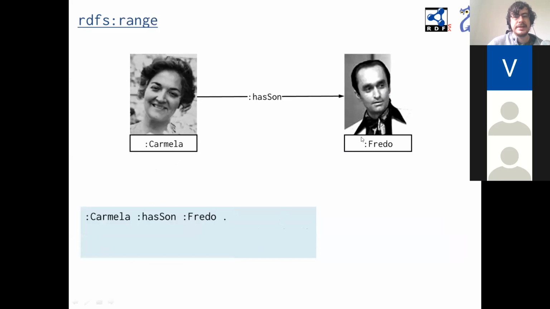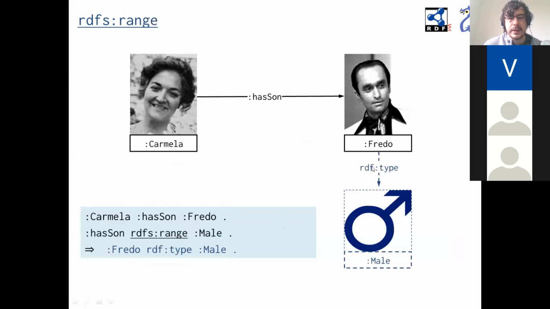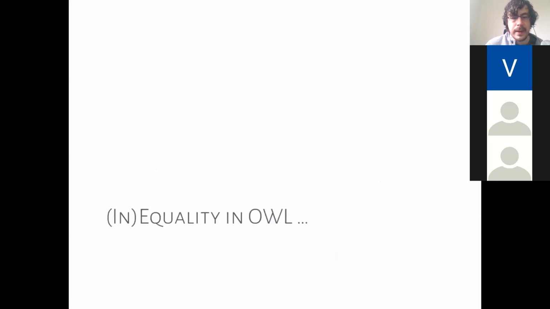Range: Carmela has son Fredo, has son range male, and that implies that Fredo is of type male. So we have domain, range, and so forth, subclass and subproperty. This is the general format I'll use for introducing the new features of OWL as well. If there's no questions.